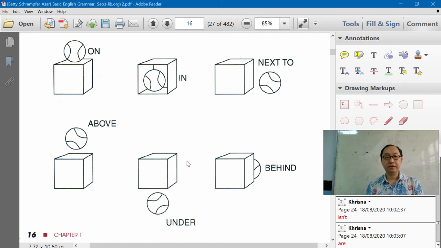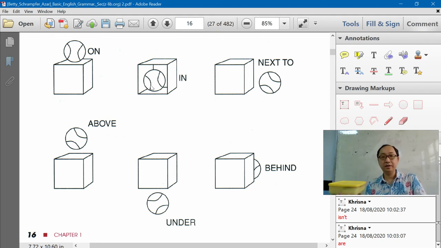Another meaning of on: the ball is on the box. It's exactly on the box. Okay, I'll give you an example. Where is the box? I'm going to use an example of a box and, let's say, a banana. Sorry guys, it's a little bit ugly. Okay, a box, and the banana is on the box.